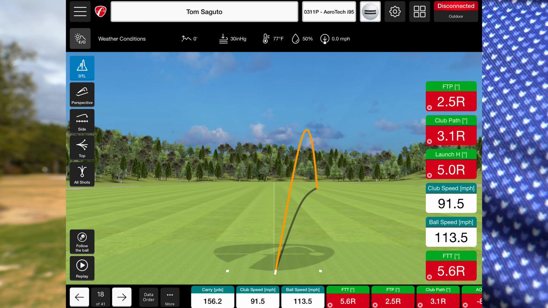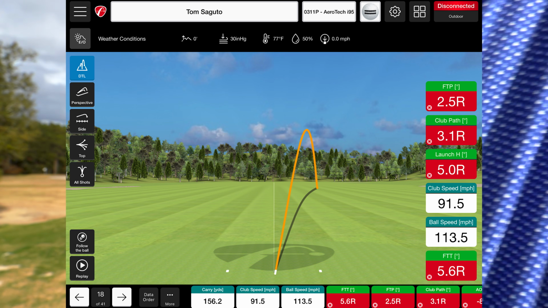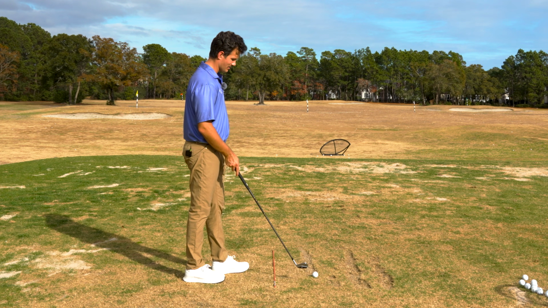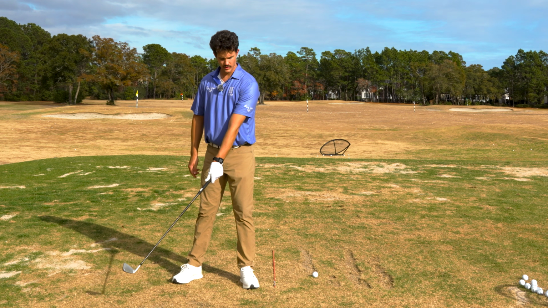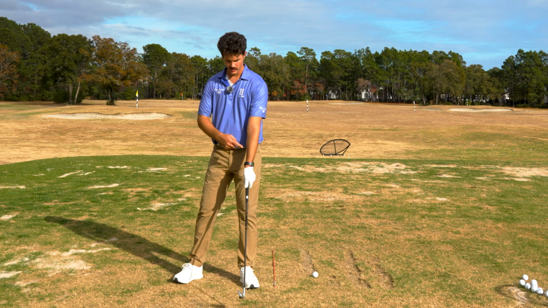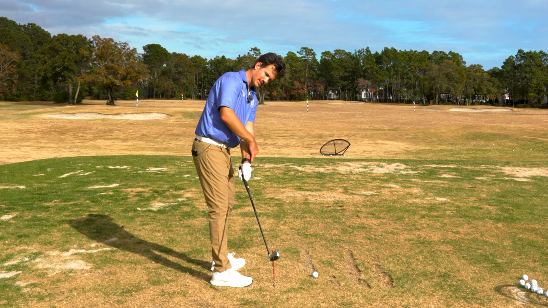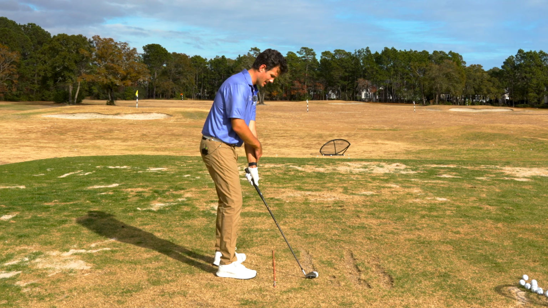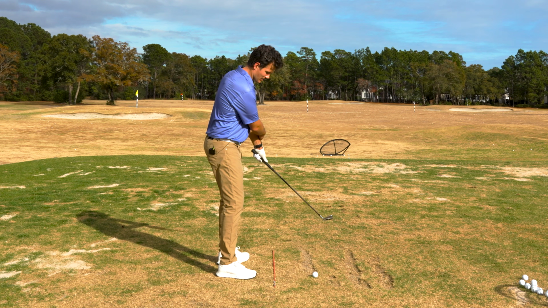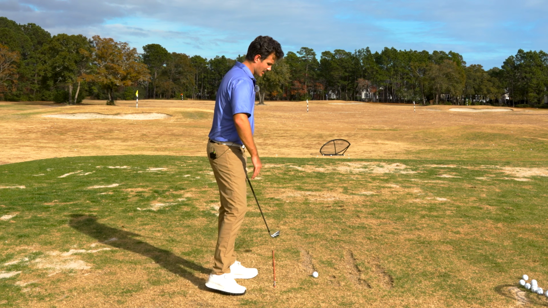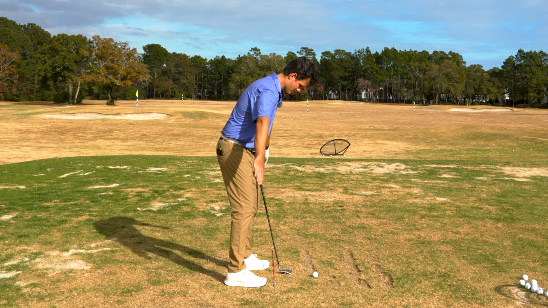On the other side of the equation, when we look at fading the ball, what I do is I move my ball a little bit more forward in my stance. This causes you to swing more across it. So when you look at the club on the ground, as I swing back, the club travels in. So the more back I have the ball, the more in to out I'm going to swing. The more forward I have the ball, the more out to in I'm going to swing. It's because there's an arc here.